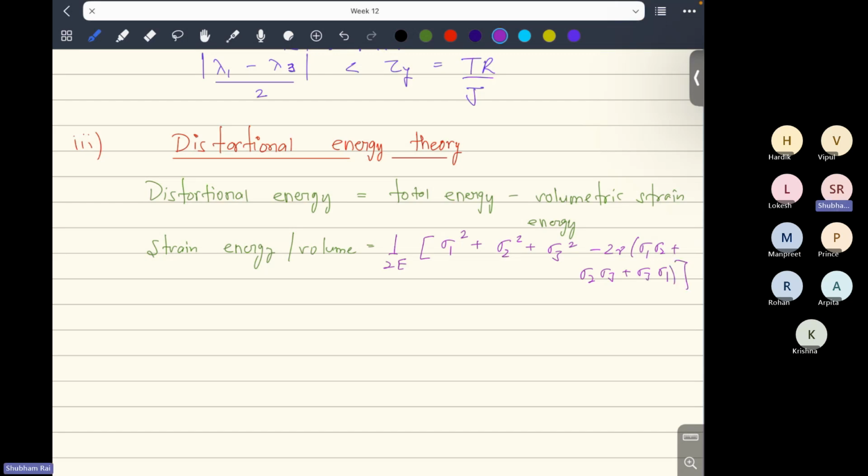Okay, now you have volumetric strain energy. If I write here only volumetric strain energy, that will be equal to 1 over 6E, and that is sigma 1 plus sigma 2 plus sigma 3 to the whole square, and then you have 1 minus 2 nu here.